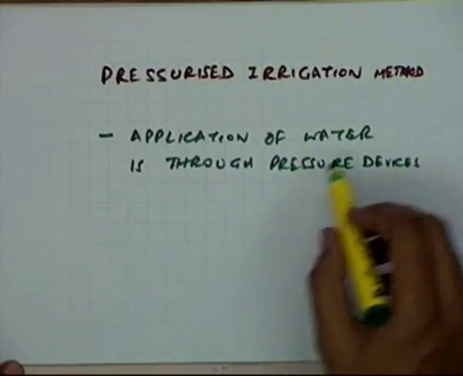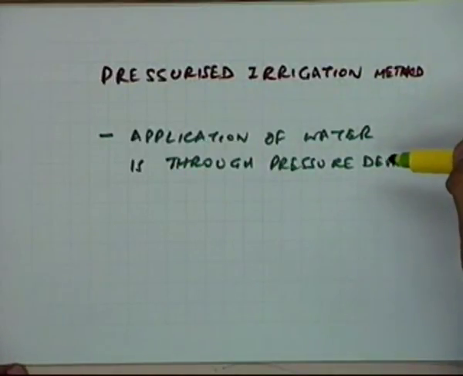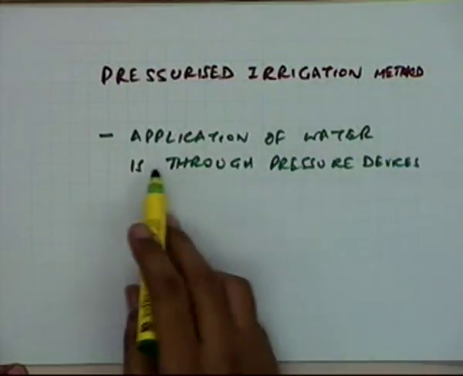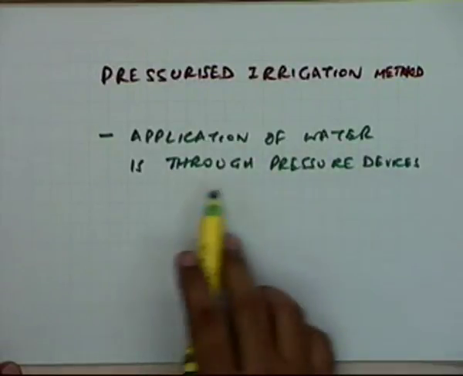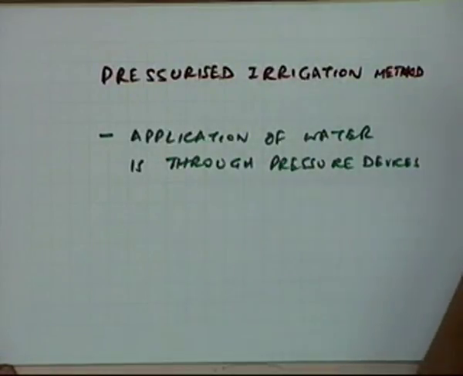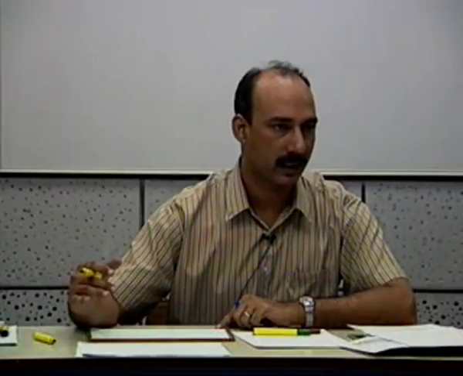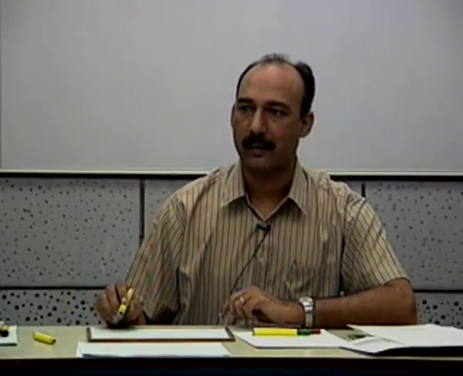So between the first two categories, this will belong to the first category, with the only distinction that the application of water is through pressure devices. That means ultimately, when it comes to the application stage, it is through a pressure device. Because of that requirement, the whole system, even the previous parts, you have to have under pressure, otherwise you don't have any other means to provide that ultimate pressure at the application level.